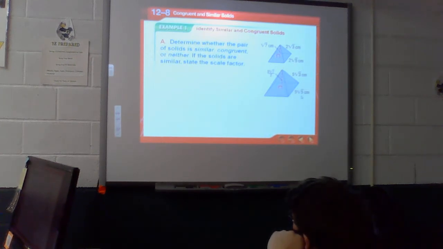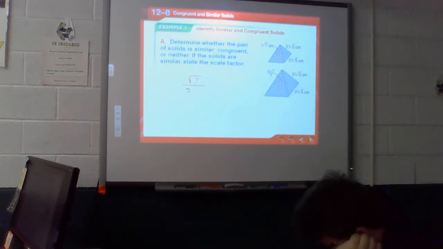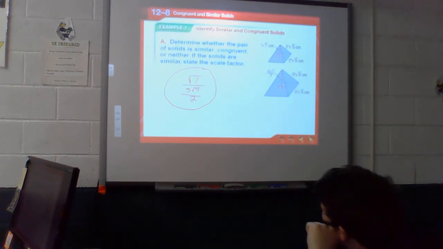So you're going to just set it up as a fraction. So whoever's doing the heights would do this. You're going to punch in the square root of 7 divided by 5 square root of 7 over 2 into your calculator. This is going to give you a decimal. Okay? Then somebody else do the two sides here. Somebody else do the bottom sides.